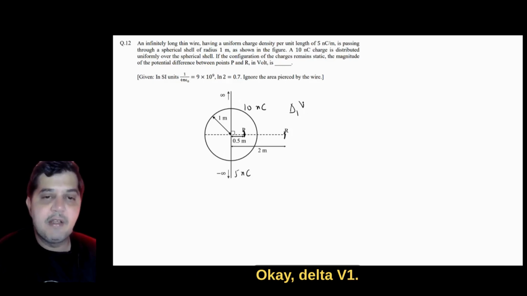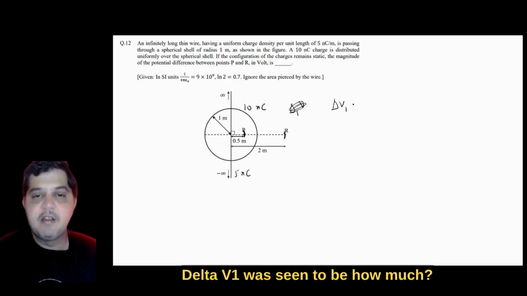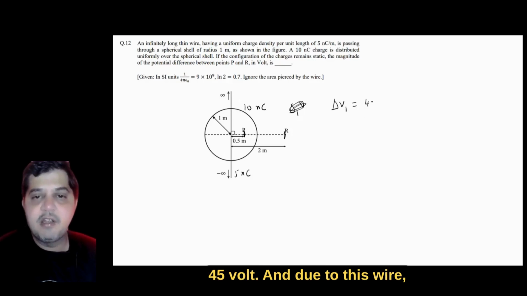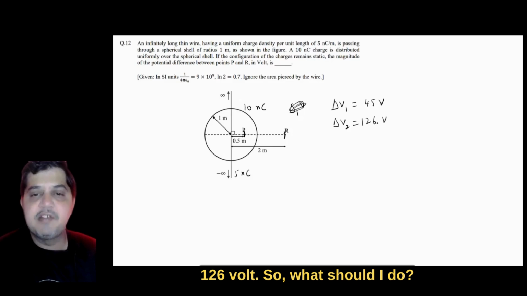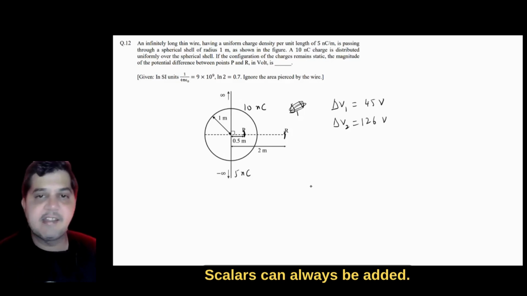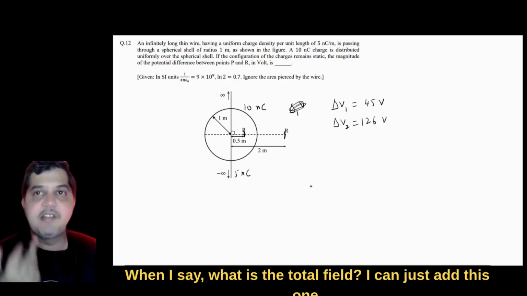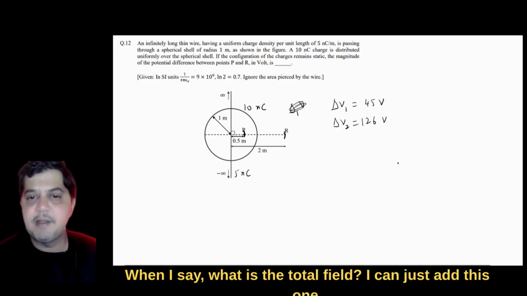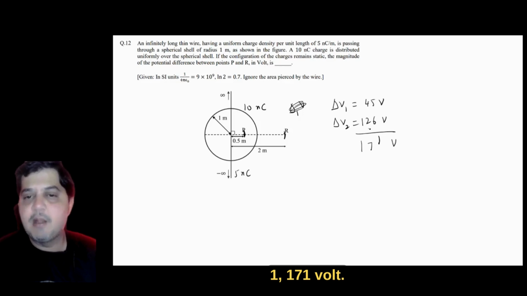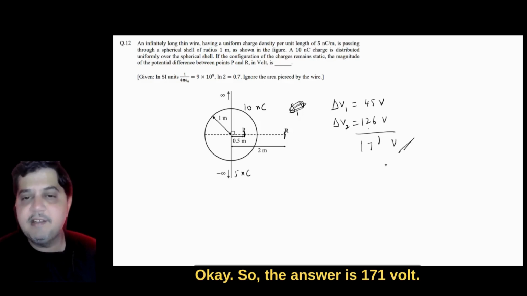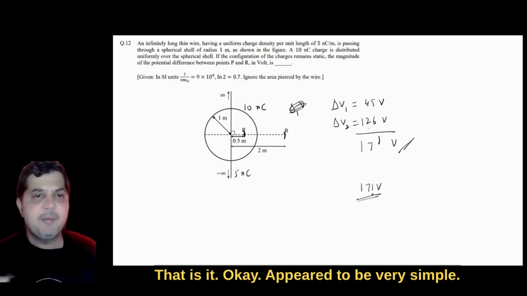Okay, delta V1 was seen to be how much? 45 volt. And due to this wire, it is found that delta V2 is equal to 126 volt. So what should I do? Scalars can always be added. When I say what is the total potential difference, I can just add these. So when I add these two, 45 plus 126 is 171 volt. Okay, so the answer is 171 volt. That's it. Okay, it appears to be very simple.